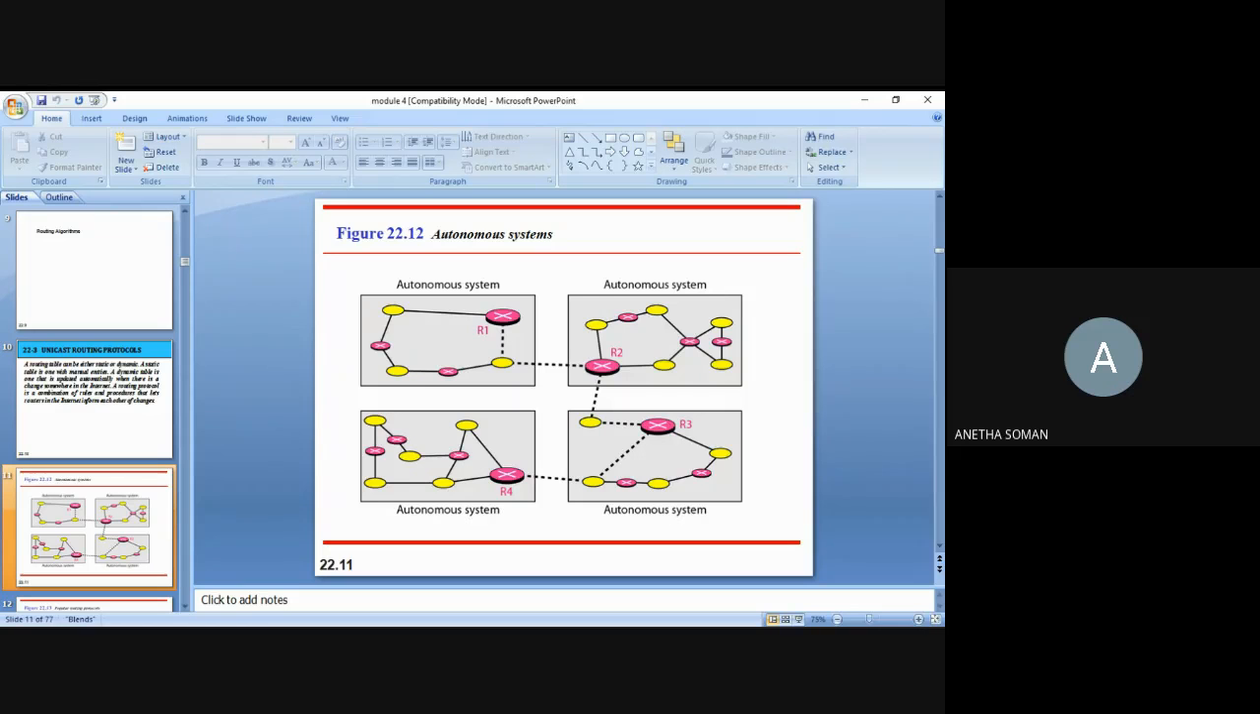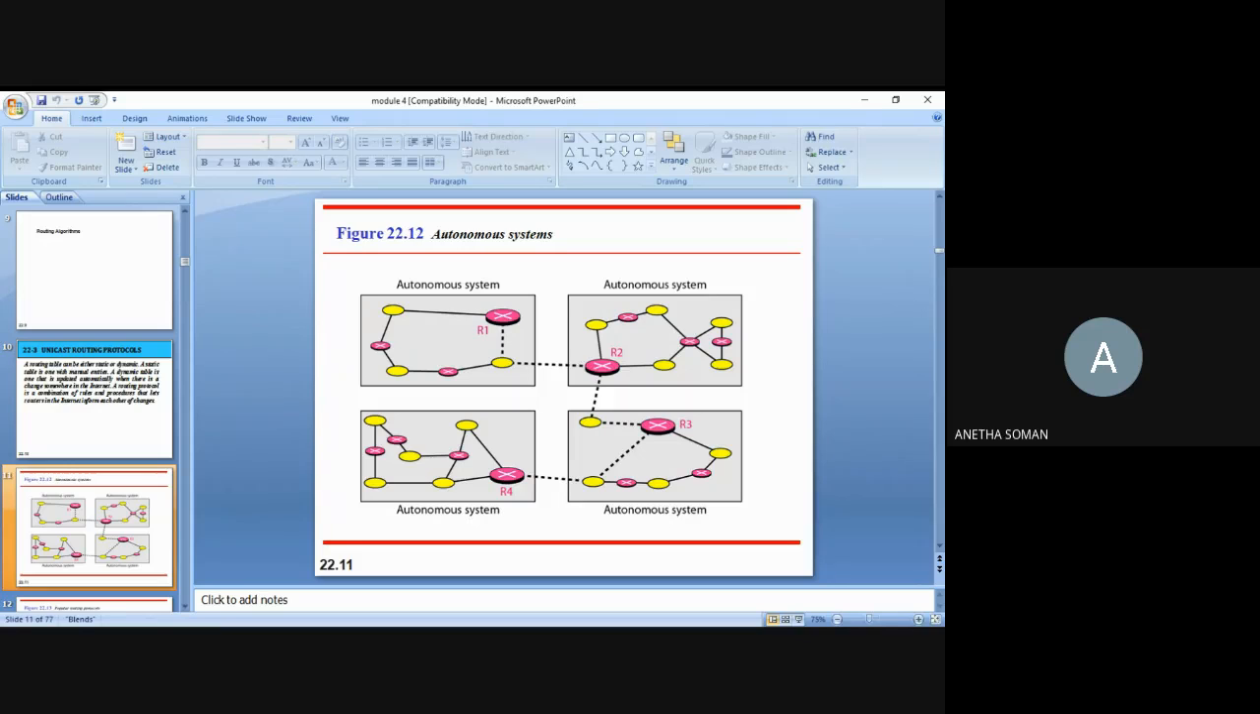Now, what is the meaning of autonomous? Autonomous means you can have a collection of networks which is owned by a single organization, or which is under the authority of a single administration. Your internet is divided into autonomous systems. Autonomous means it is a group of networks, or a collection of networks, under the authority of a single administration.